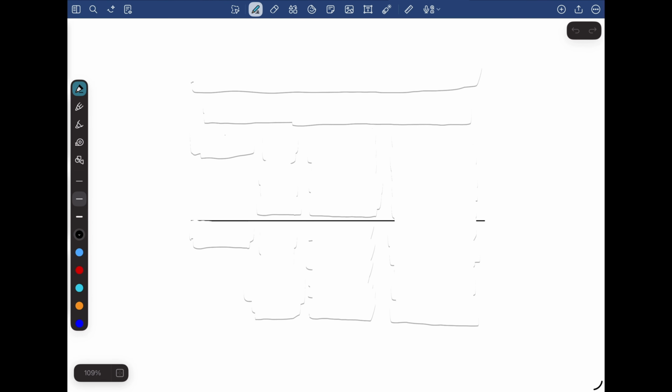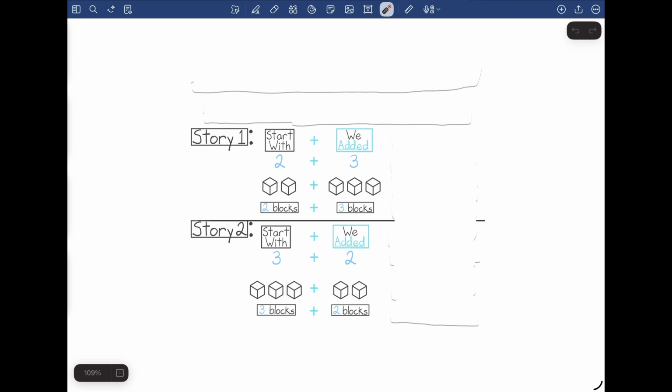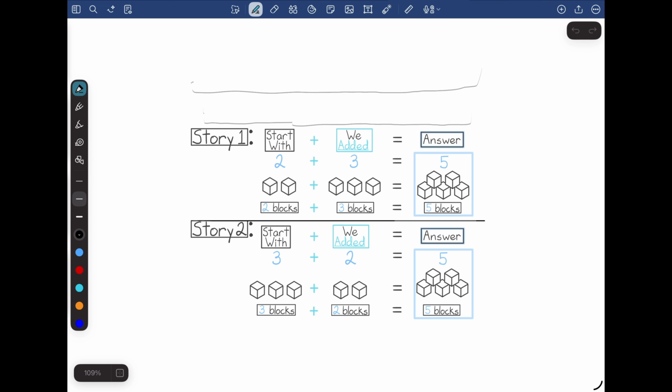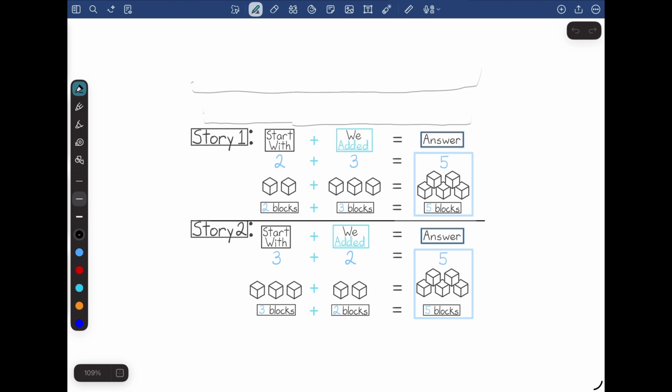So in story 1, we start with 2 blocks and then we add 3 blocks. And in story 2, we start with 3 blocks and we add 2 blocks. So whether we start with 2 blocks and then add 3, or we start with 3 blocks and then add 2 blocks, we still got our final answer of 5 blocks in the end. And we could write this as an addition problem as 2 plus 3 equals 3 plus 2.